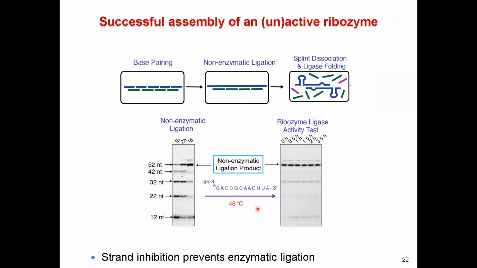And so the first time we assembled this was using these RNA splints. And we were really excited because on the left here, you can see that ligation experiment gave us our 52 nucleotide product within a day. So super excited about that. But when we threw in the substrate, increased the temperature to hopefully remove these splints, we saw no activity. So that was a little bit of a bummer. And so we attributed that to strand inhibition pathway.